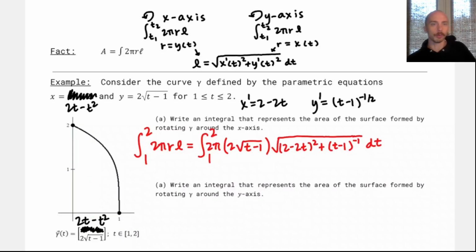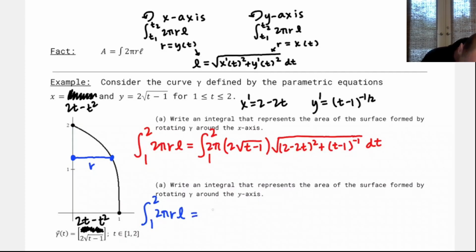And if I wanted to rotate gamma around the y-axis and find the area of the surface formed, it would be really similar. It's just my radius is going to be x of t, so integral from 1 to 2 of still 2 pi RL. It's just r is going to be a little different here, so that'll be the integral from 1 to 2 of 2 pi. R is going to equal x of t, so that's 2t minus t squared, and then L is going to be the same thing, 2 minus 2t squared plus t minus 1 to the negative first power.